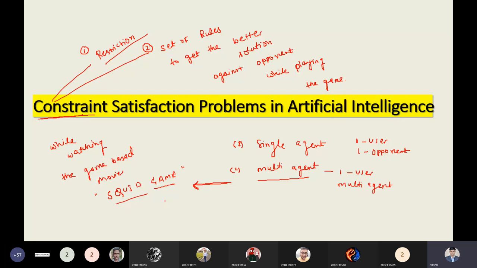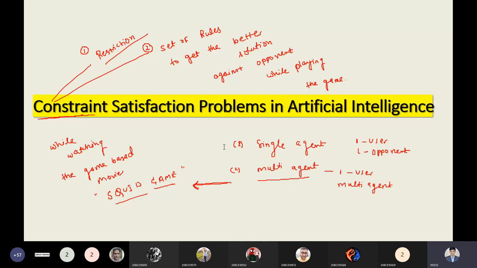And what is adversarial search? I have already given the idea with the help of the chess game. From this point, we have to start this topic. So what is the constraint satisfaction problem in artificial intelligence telling us?